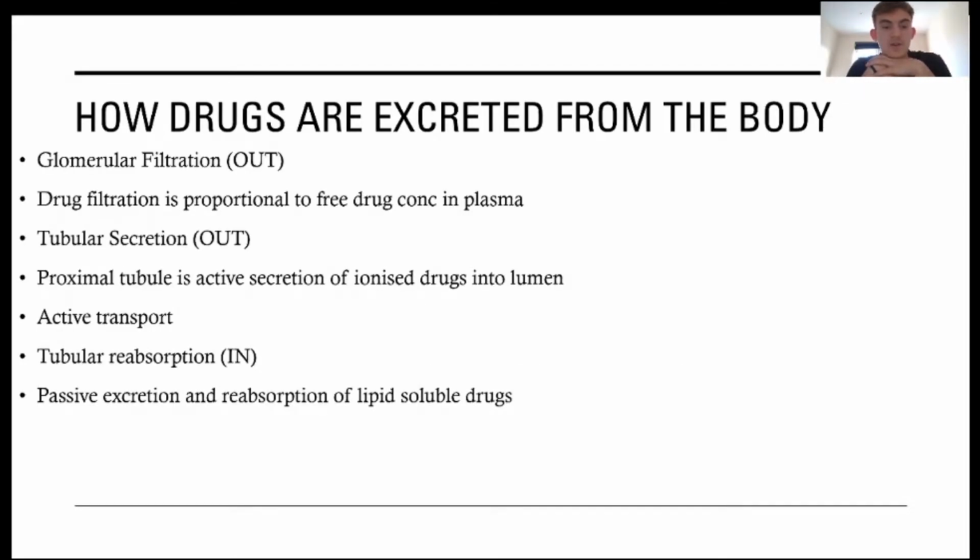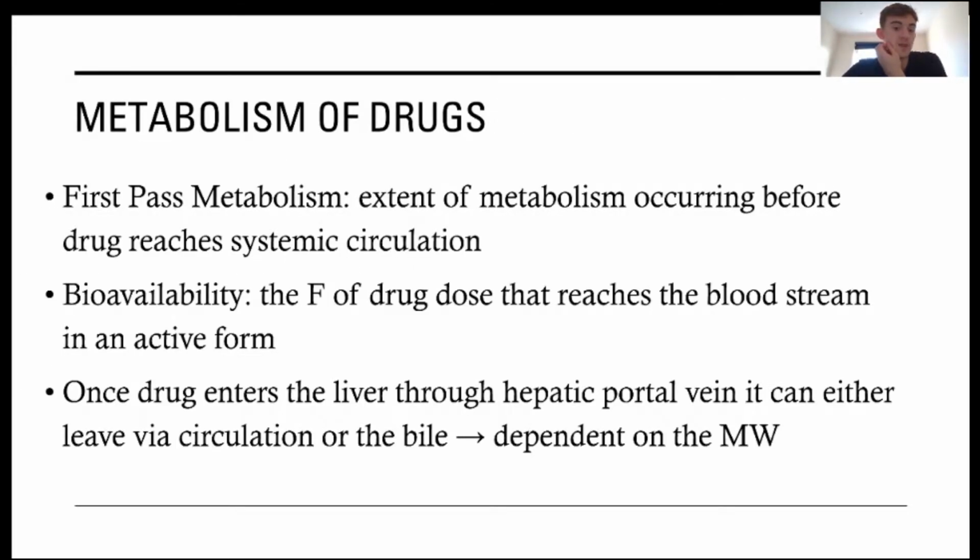Firstly, if we go to the kidneys, where everything is excreted and filtered, we've got glomerular filtration, which is proportional to the free drug concentration in plasma. So depending on how much drug there is, depends how much gets out, obviously. Then we've got the proximal tubule, which is the active secretion of ionized drug into the lumen, allowing them to be excreted. But we've also got tubular reabsorption, which is an active transport process, so it requires ATP, and that allows drugs to be reabsorbed into the body and get excreted depending on the body's needs, and obviously the solubility of the drugs as well. If we talk about metabolism more, we can come back to it.